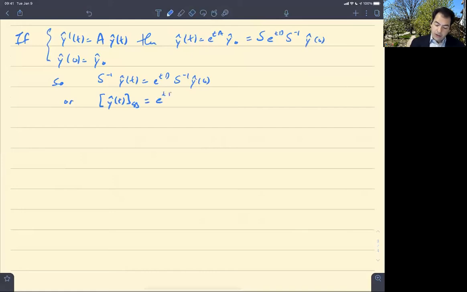Then this is just transforming this vector by multiplication by e to the tD, which would just be scaling each coordinate by e to the t lambda j. So here with the eigenbasis of the matrix A. Okay, so here's another way of saying that.